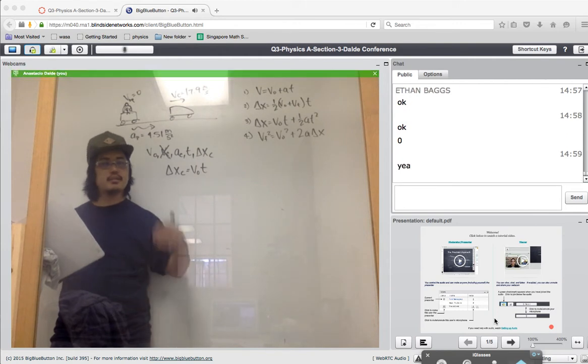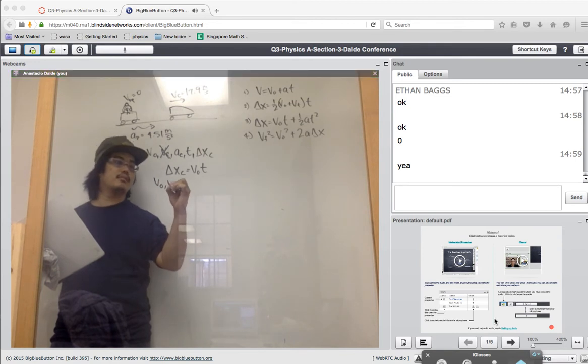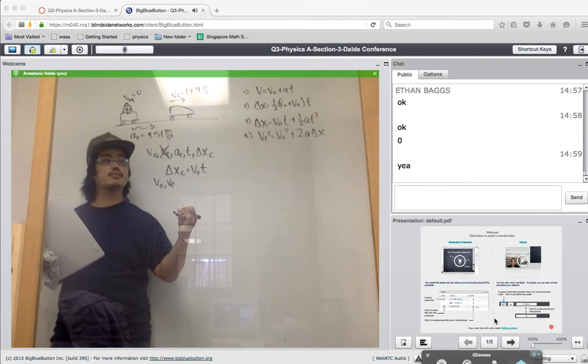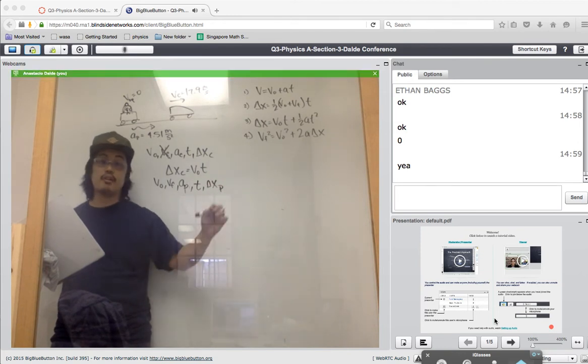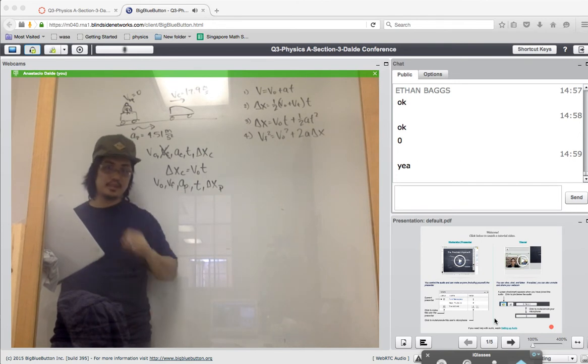Now let's look at the police officer. Velocity initial, I know. Velocity final, I don't really care how fast he was moving when he caught the guy. The acceleration of the police officer, I know. My time I'm looking for, and my delta x of my police officer. How far did the police officer travel? I don't really know that information. But oddly enough, I do care about this.